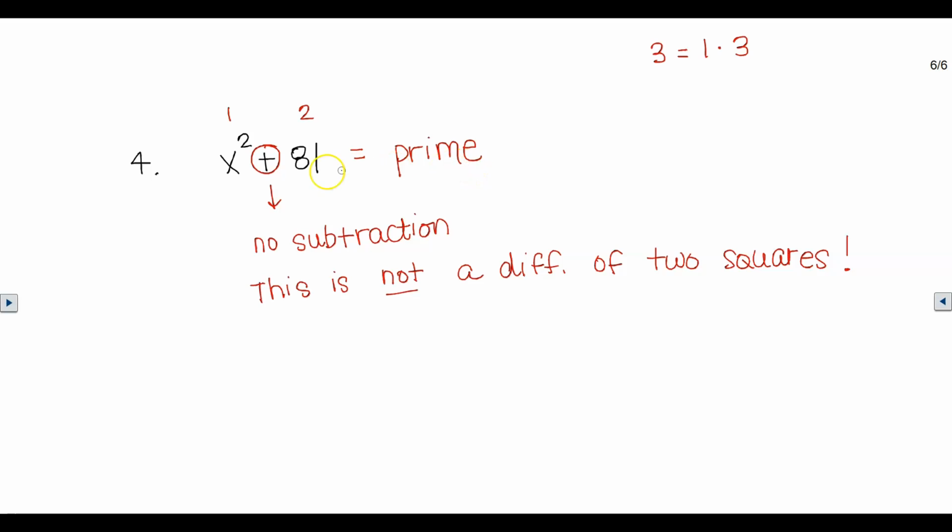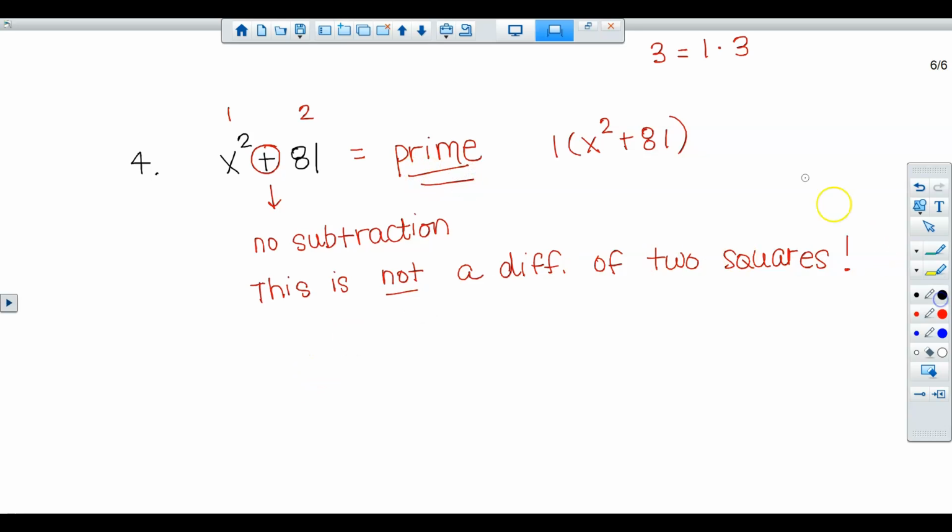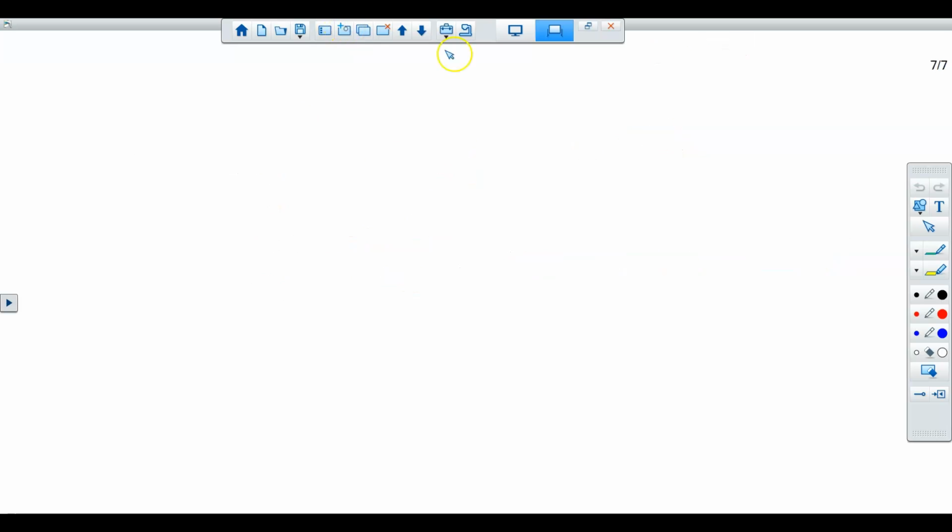Because what that means is the only multiplication problem that I could write for this would be 1 times x squared plus 81. That would be the only multiplication problem I could write. So prime is the way we're going to describe that. So it really is important that you go through that list of three criteria first. And if the problem fails to meet any of those three criteria, then you cannot use this method on it.